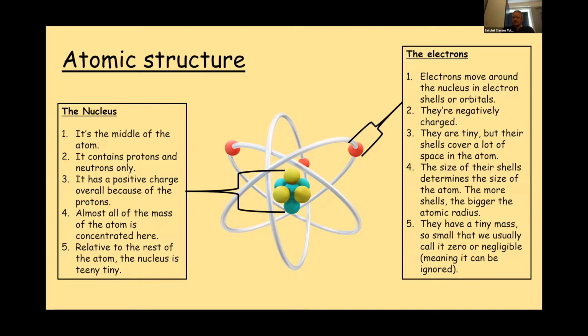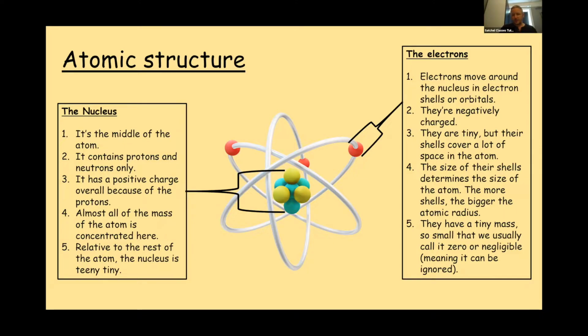The size of their shells determines the size of the atom. This means that as you get heavier and heavier atoms, they have more and more shells, and to fit those shells in, each shell that comes after the last one gets bigger and bigger. So the more shells, the bigger the atomic radius, the bigger the atom. Electrons have tiny, tiny masses. It's literally so small that at GCSE we usually call it 0 or negligible, meaning that we ignore it for all intents and purposes.